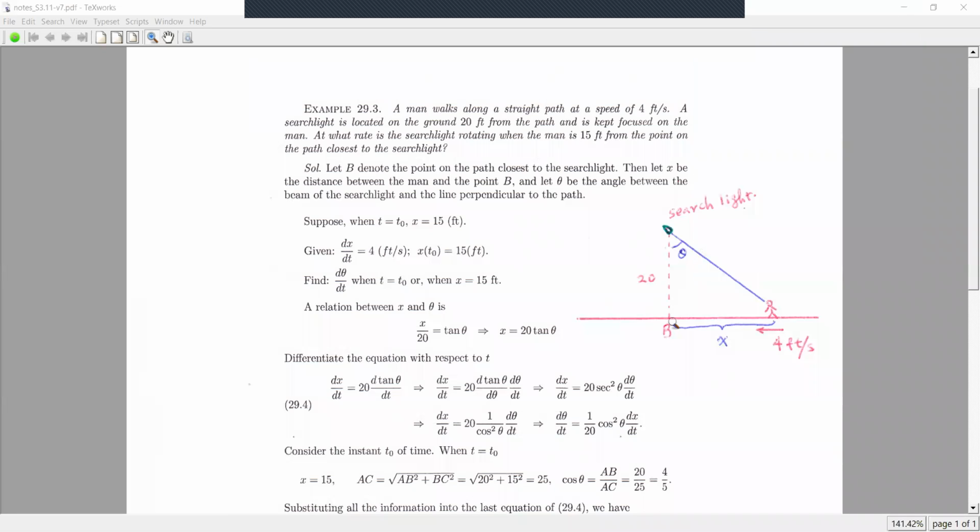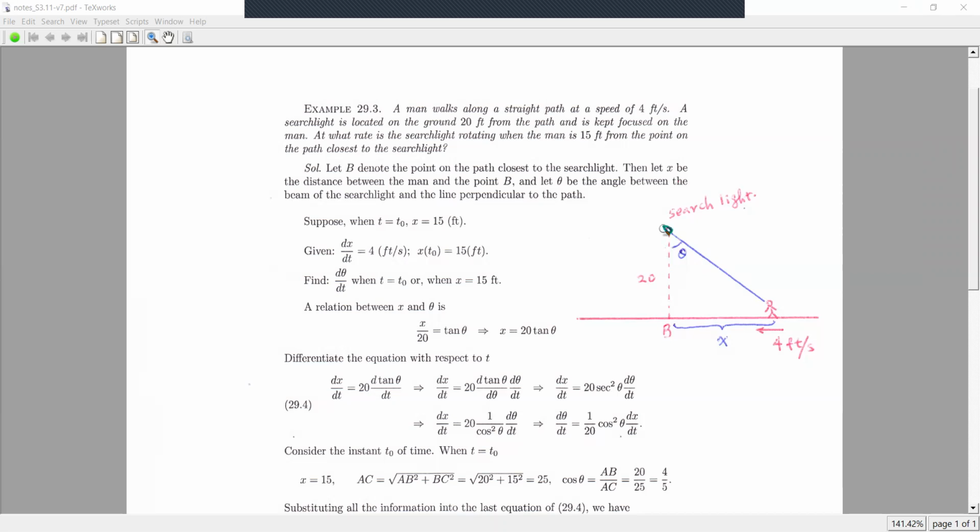Now, let me name this point B. This point is the point on the path that is the closest to the searchlight. The distance between point B and the man is denoted by x. And the angle between the light beam and this line, which is perpendicular to the path, is denoted by theta.